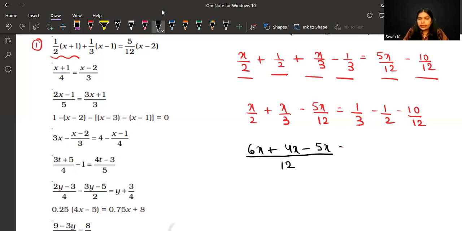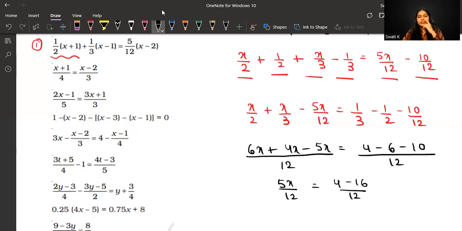Here again, I'll take the LCM, so 12. 3 times 4 is 12, so 4. 2 times 6 is 12, so 6. And 12 times 1 is 12, so 10. Now this will become 6x plus 4x, that is 10x. 10x minus 5x, that is 5x. So 5x by 12 equals, this will become 4 minus 6 minus 10, which is minus 16 upon 12.